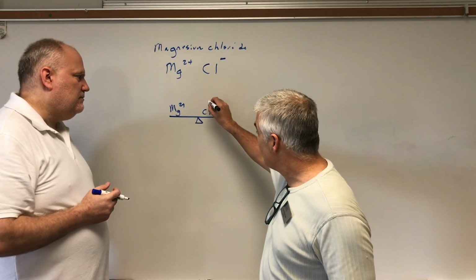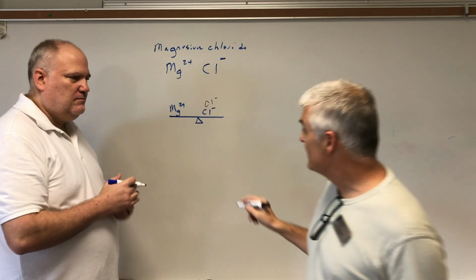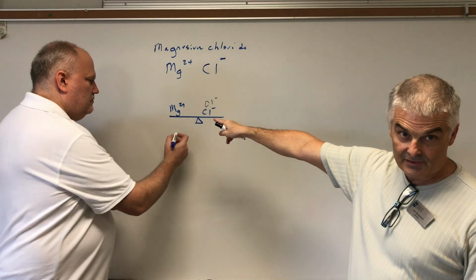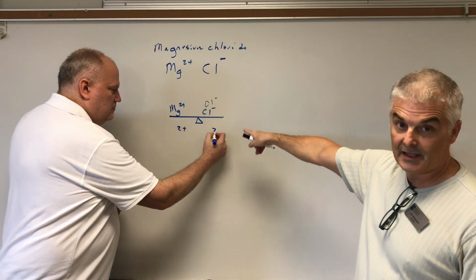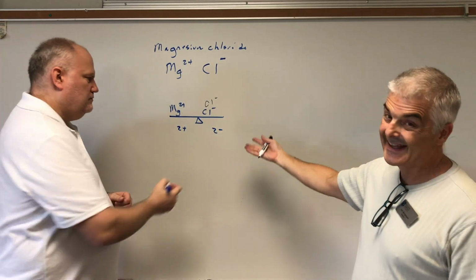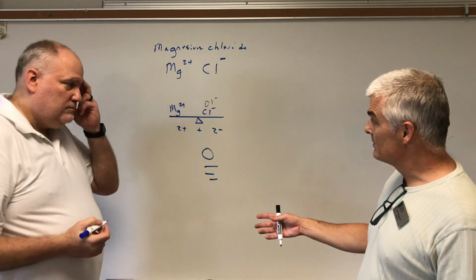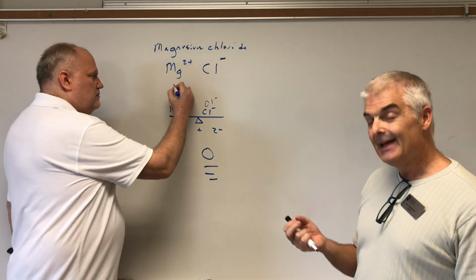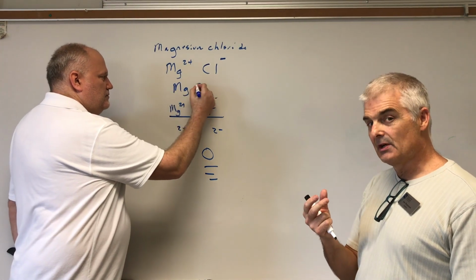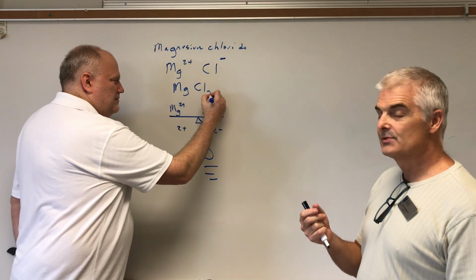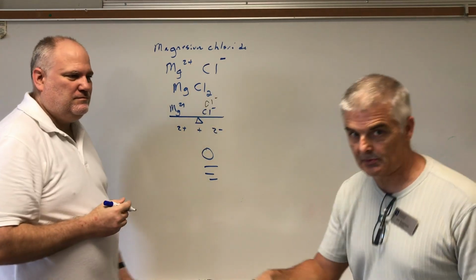So if I were to add another Cl minus to that side, +2 plus -1 plus -1 is 0. That adds up to 0. Now, when we write the actual formula, there is 1 Mg and 2 Cls. It's important to note that when you write the formula, it becomes MgCl subscript 2.